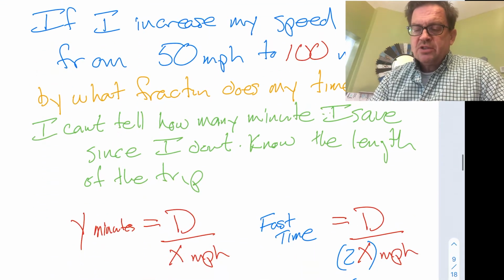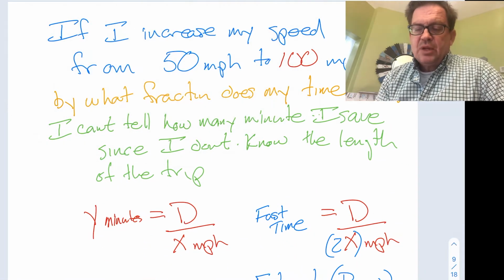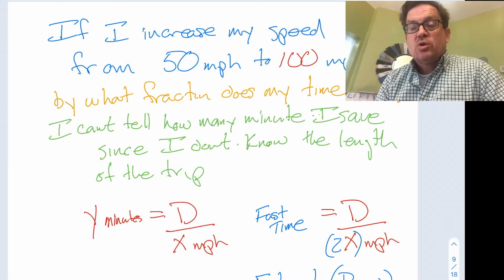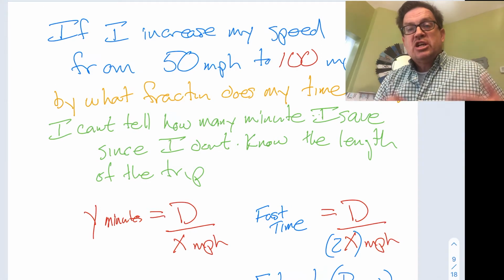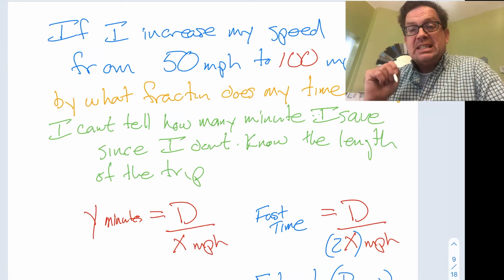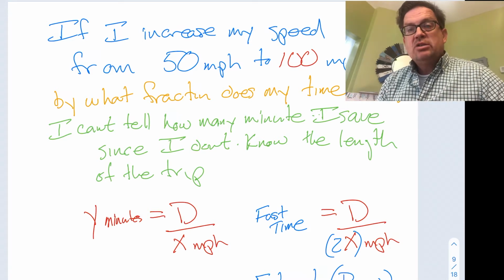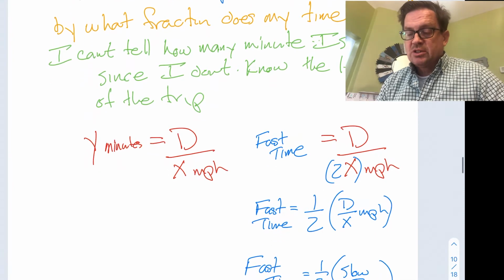So how can you solve some of those things if you have examples? Let's say I increase my speed from 50 miles an hour to 100 miles an hour. How does that change the time that it's going to take? How are those related? Well, I can't solve this exactly for how many minutes I'm going to save because I don't know the total length of the trip, but I don't need to know. I don't need to know that constant to answer some questions.